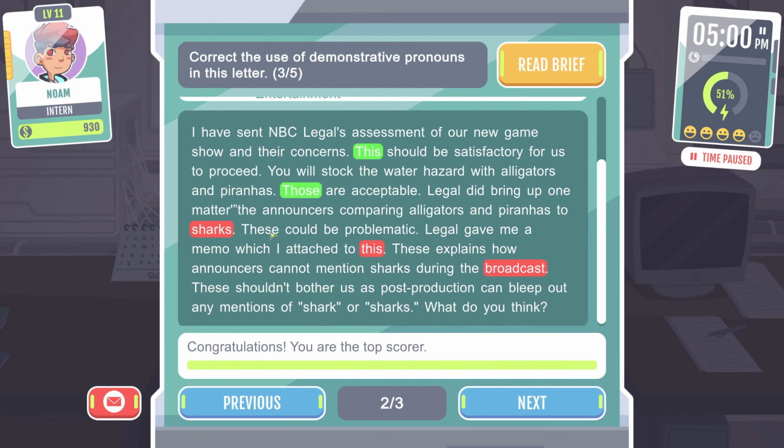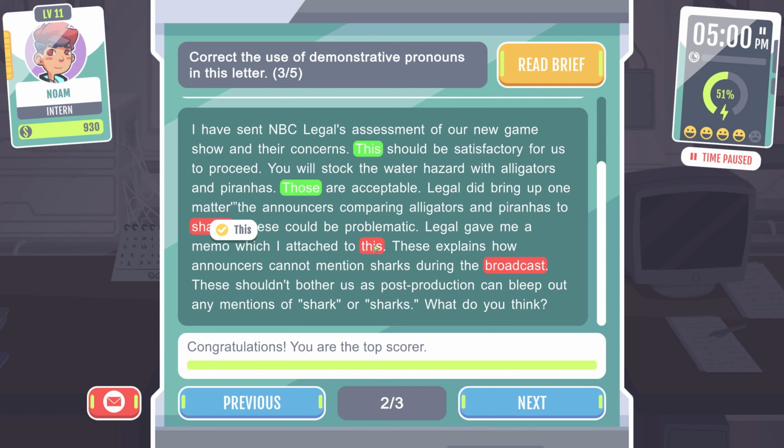Oh, I see what happened here. For some reason, all of these corrections are one word before where they should be. So legal did bring up one matter, the announcers comparing alligators and piranhas to sharks. This could be problematic. Legal gave me a memo which I attached to this. This explains how announcers cannot mention sharks during the broadcast. That shouldn't bother us. Okay, here.